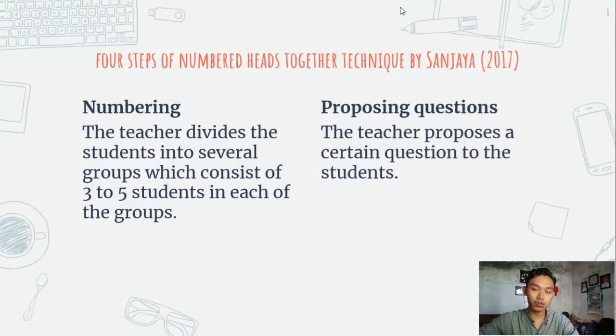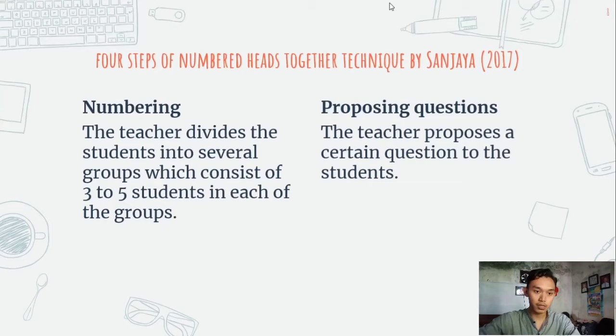Okay, based on the reviewed research by Sanjaya 2017, there are 4 steps of the number heads together technique. These are the steps to apply the technique. The first step is numbering. Numbering is the most important step in the teaching learning process through the number heads together method. In this step, the teacher divides the students into several groups which consist of 3 to 5 students in each group. And all of the students in the groups are given a number based on the quantity of the students in a group.